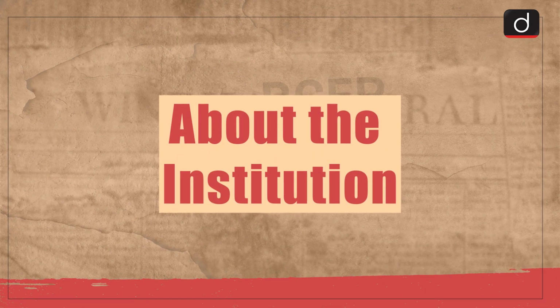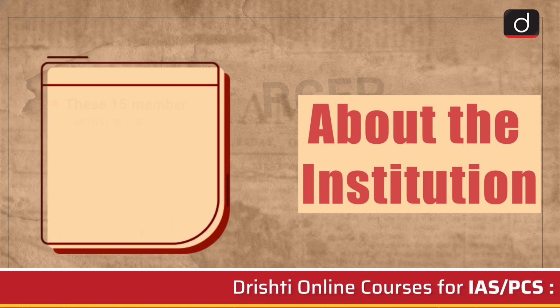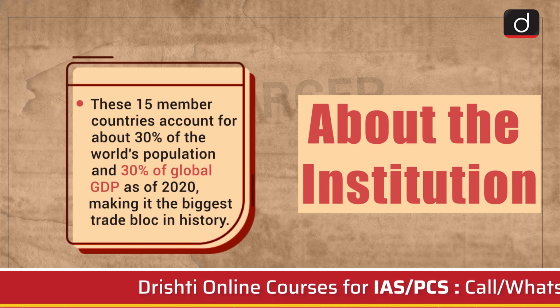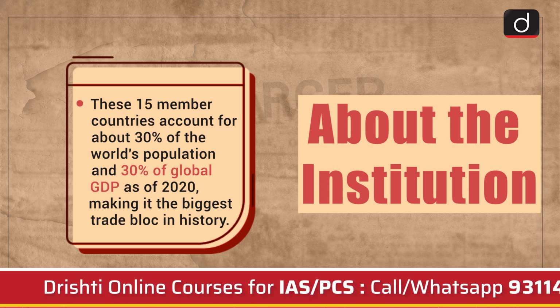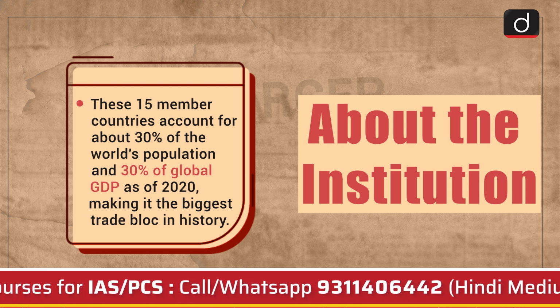Let us begin with a brief introduction about the institution. The Regional Comprehensive Economic Partnership is a free trade agreement between 15 Asia-Pacific nations. These 15 member countries account for about 30% of the world's population and 30% of global GDP as of 2020, making it the biggest trade bloc in history.